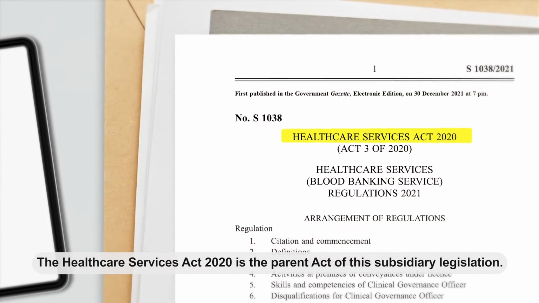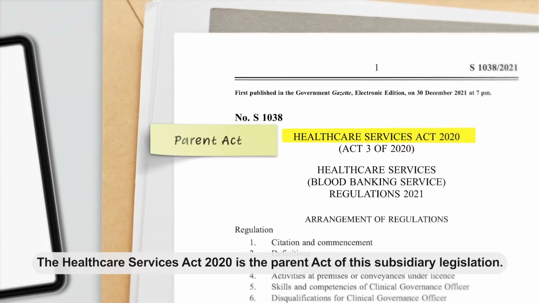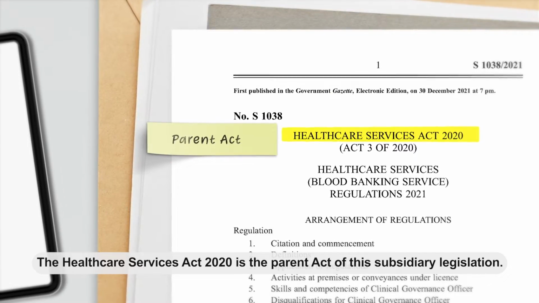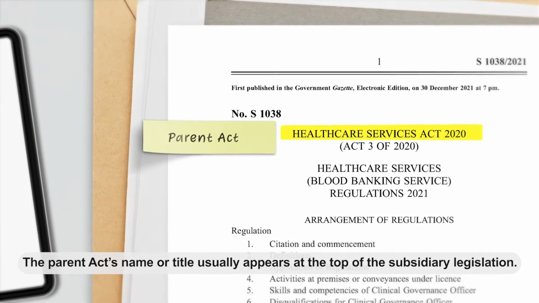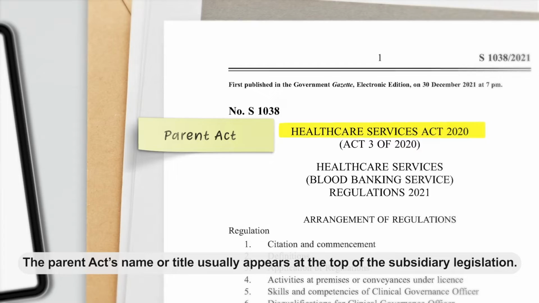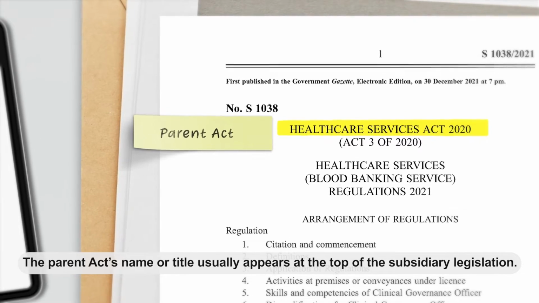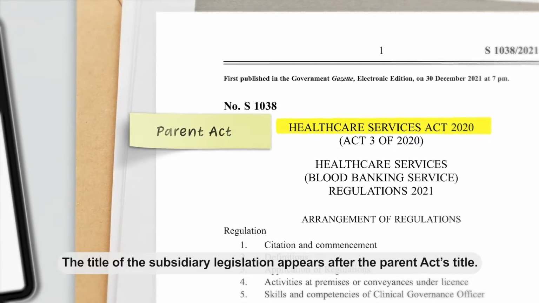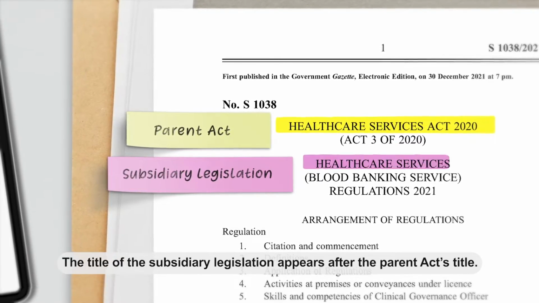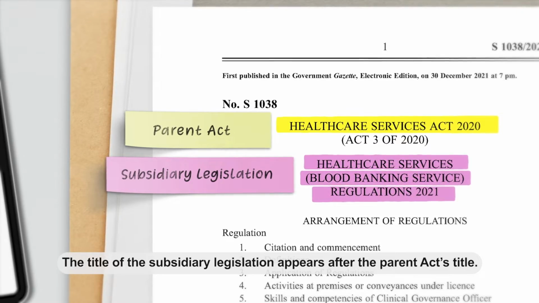The Healthcare Services Act 2020 is the parent act of this subsidiary legislation. The parent act's name or title usually appears at the top of the subsidiary legislation. The title of the subsidiary legislation appears after the parent act's title.